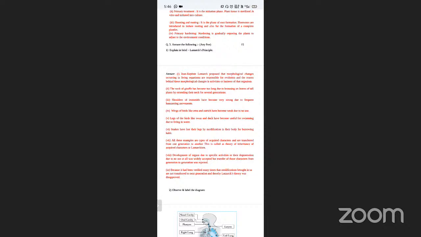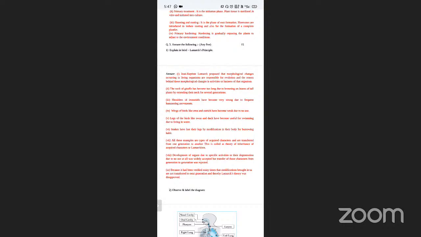Then the fourth point, again one more example. The wings of birds like emu and ostrich have become weak due to no use. If you see the wings of birds like emu and ostrich, they have become very weak because of no use. Then the fifth point, legs of birds like swan and duck have become useful for swimming due to living in water. They use their legs for swimming in water.